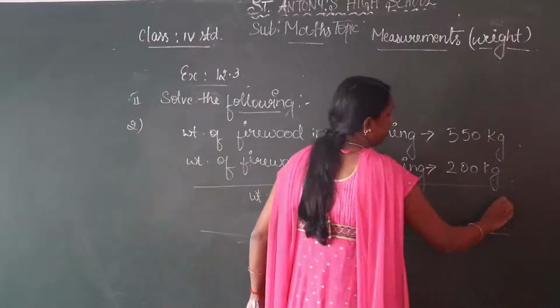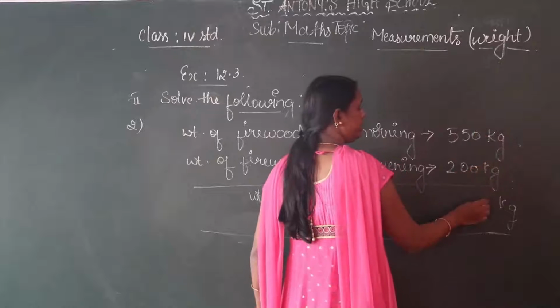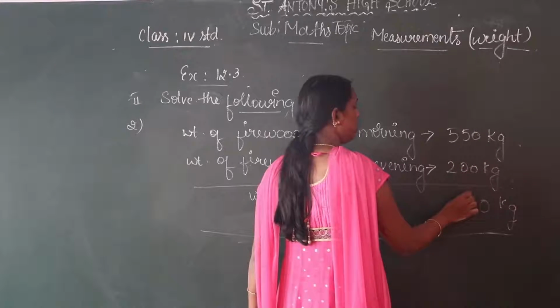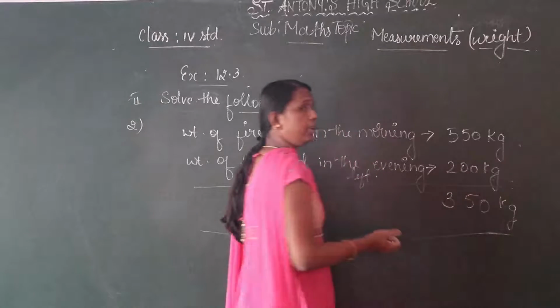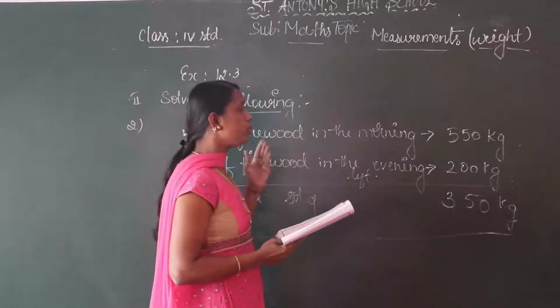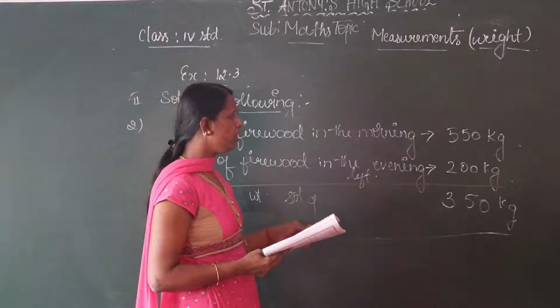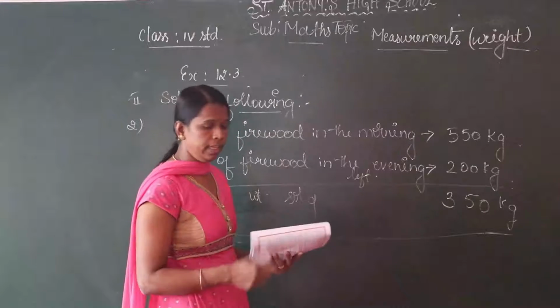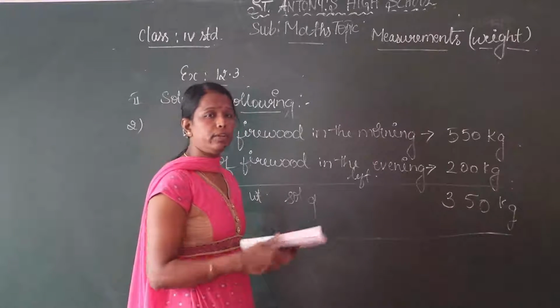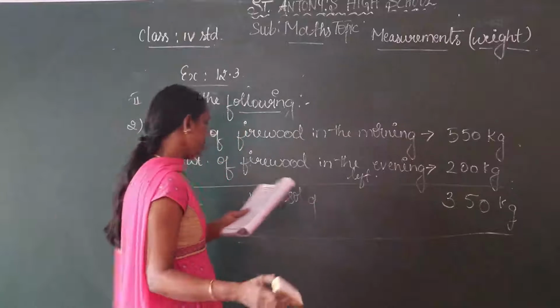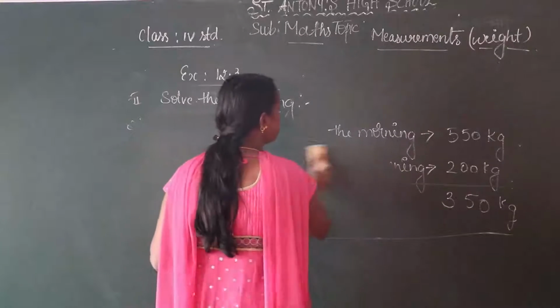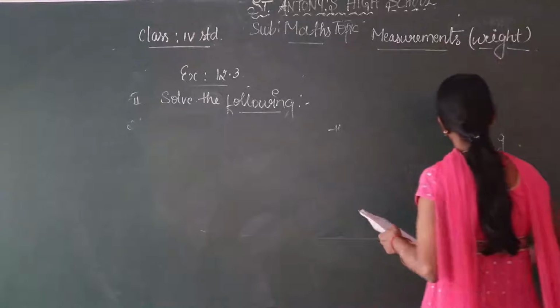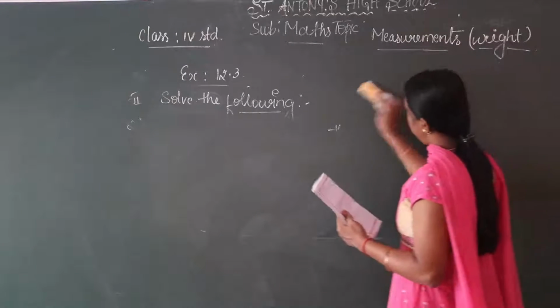firewood here. 100 kg. 0 minus 0, 0. 5 minus 0, 5. 5 minus 2, 3. So the remaining or the sold wood, that is 350 kg, when compared to morning and also in the evening. Okay. Means in the middle time they sold 350 kg of wood. That is firewood.